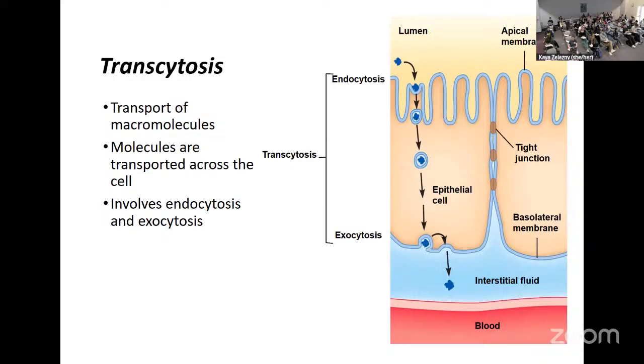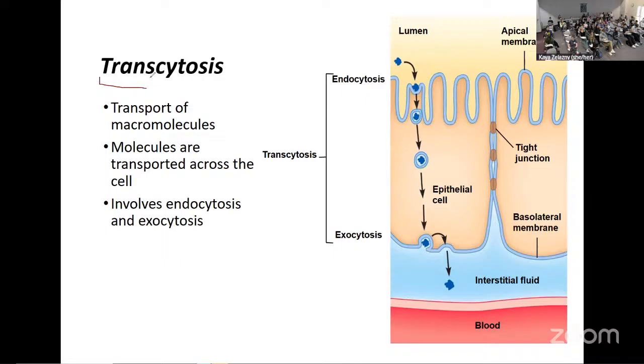In the previous examples, we saw ions, we saw glucose, which is relatively small. When we think transcytosis, we're thinking really big things, macromolecules. Very, very large molecules that aren't going to fit through a transporter embedded in a membrane. But we do have ways to move those components across cells as well. We would do that by transcytosis.